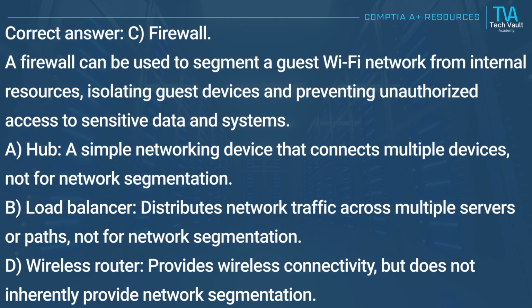B, Load balancer, distributes network traffic across multiple servers or paths, not for network segmentation. D, Wireless router, provides wireless connectivity but does not inherently provide network segmentation.